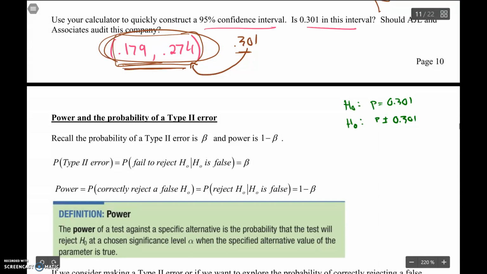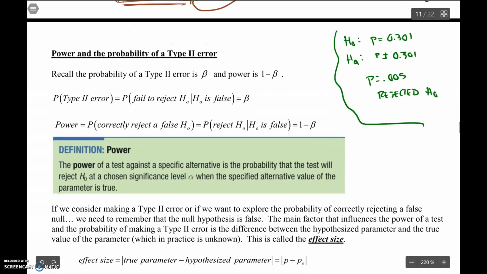and we got a p-value of 0.005, and we rejected the null. So maybe come back to that perhaps. So recall the probability of a type 2 error is beta, and the power is 1 minus beta.